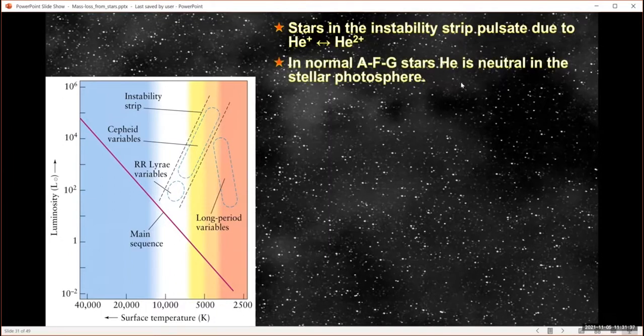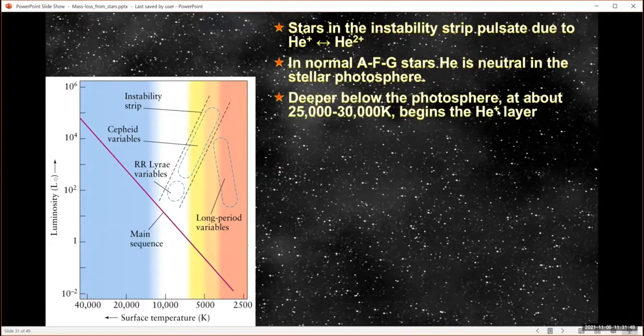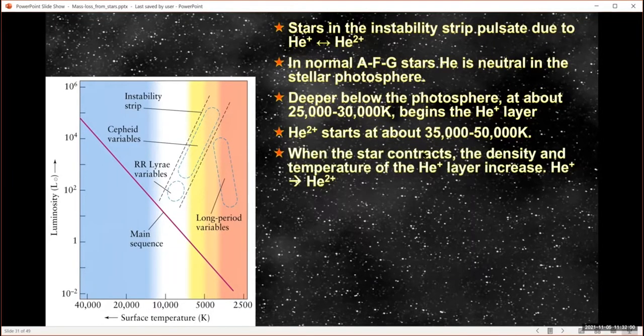Normally in stars below about the A class, so cooler than about 10,000 Kelvin, the helium is going to be neutral at the star's surface. But as you drop down into the star, you'll find a region where there is He+, that is, it's hot enough to ionize helium. And below that, you'll have a region that is He2+. If the star contracts, the density and temperature at the helium plus layer increases. But as it increases, there's now enough energy to knock another electron off. And so the He+ goes to He2+.